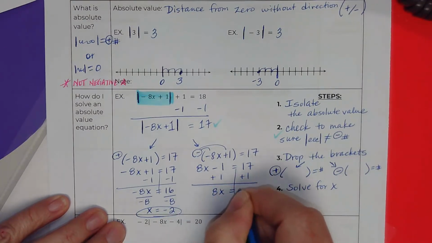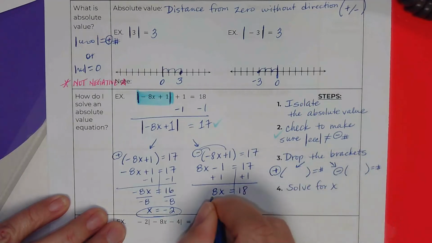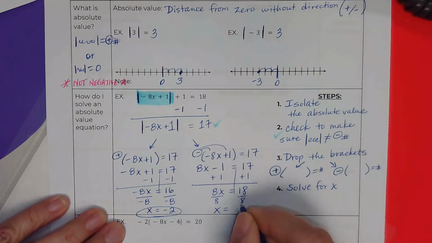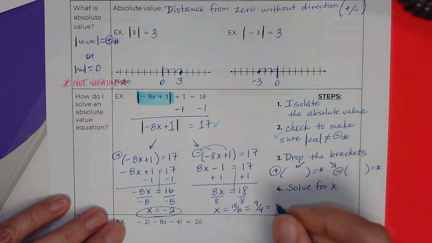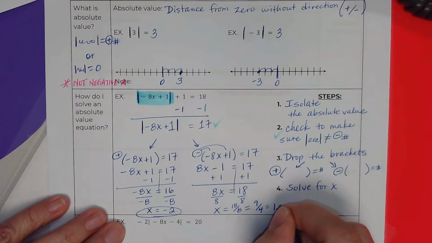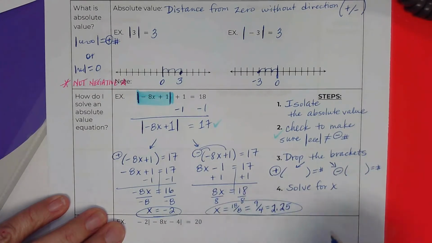8x will be equal to 18, so I divide by 8 and x should be equal to either 18 over 8, or I can reduce that to 9 over 4, or you can write this as a decimal. It would be 2.25. Okay, so here are my two solutions. Generally, you have two solutions, so just look for that.